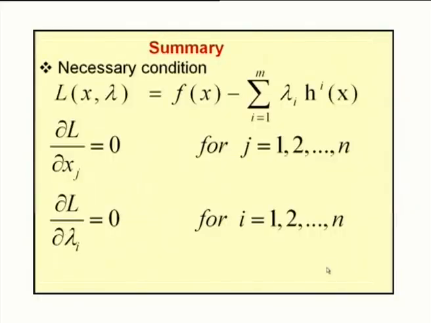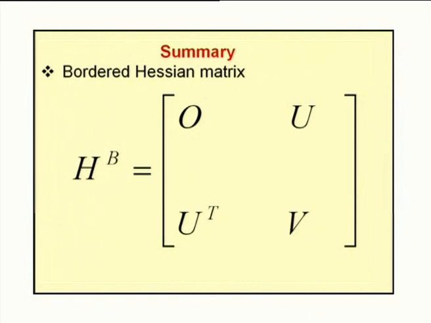Let me recap. The necessary condition for the given nonlinear programming problem should satisfy the condition of dou L by dou xi equal to 0 and dou L by dou lambda equal to 0. The border Hessian matrix is a square matrix which has 4 blocks. First block is of null matrix, second block U is the partial derivative of constraint with respect to the decision variable, the third block is transpose of U, and the fourth block V is second order partial derivative of L with respect to the decision variables xi and xj.